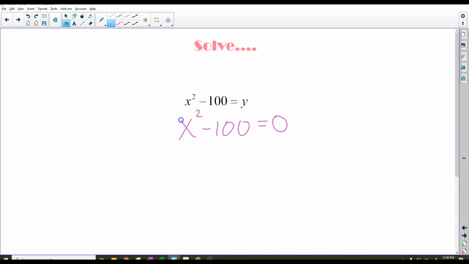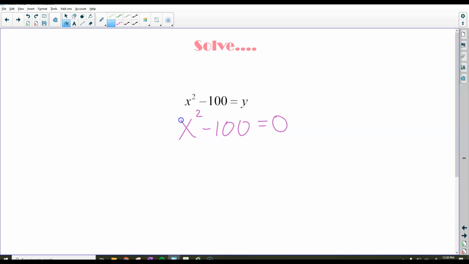Does this graph open up or down? What's the a value? Positive. It opens up. So if the vertex is way down there and it opens up, will it cross the x-axis? Yes. How many times? That's a Module 3 question. Yes, it crosses twice. Module 4 is where does it cross?